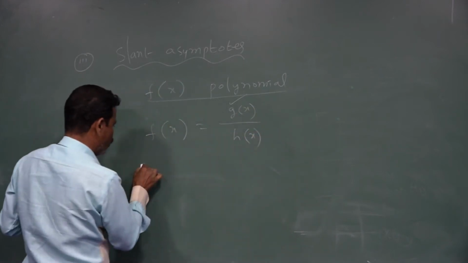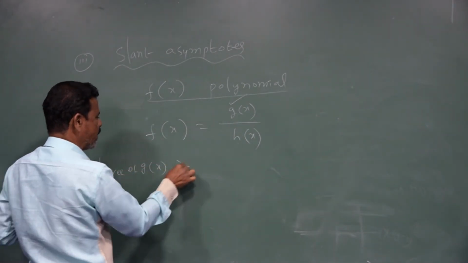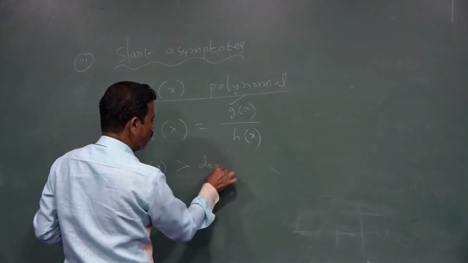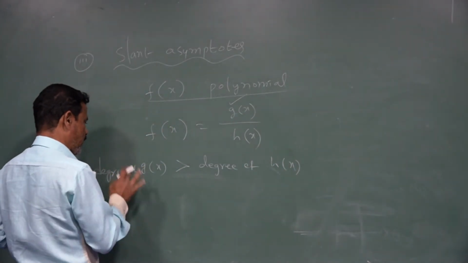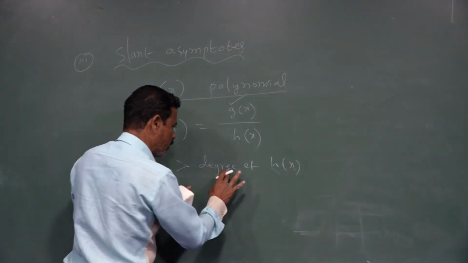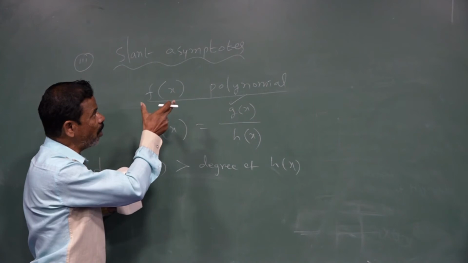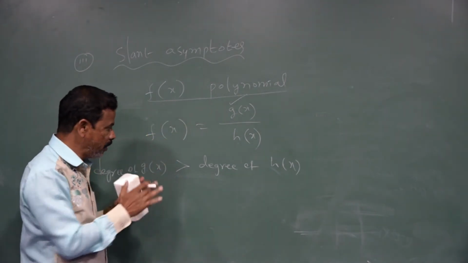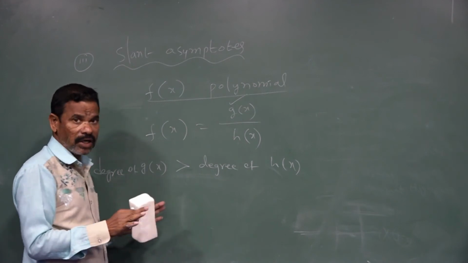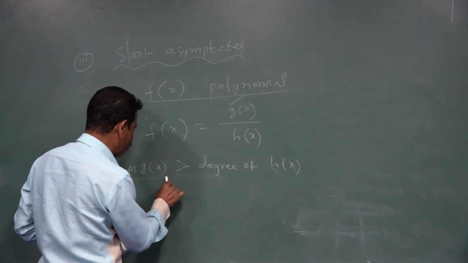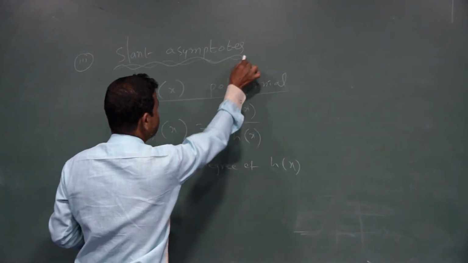Here the degree of g of x is greater than the degree of h of x. In this case, the slant asymptote occurs. In this case only. If it is less than, that asymptote does not exist, not coming. Only in the case of degree of g of x greater than degree of h of x, then the slant asymptote exists.